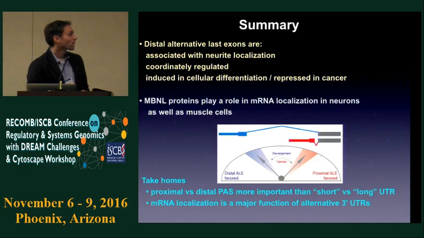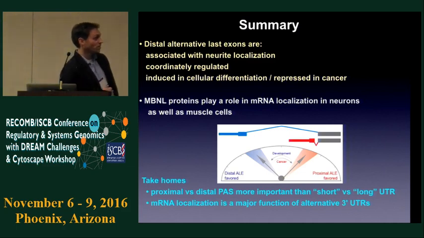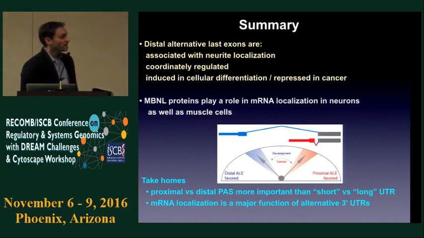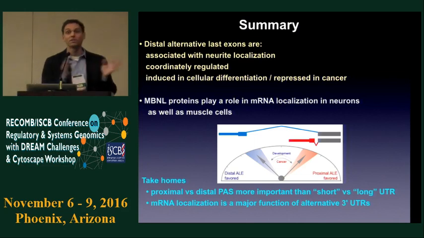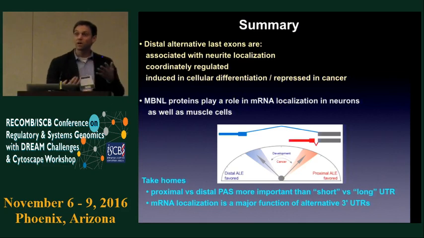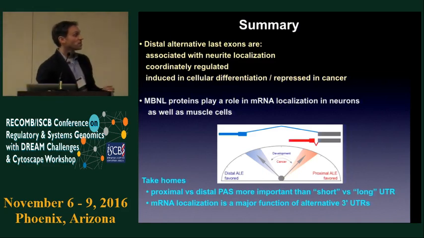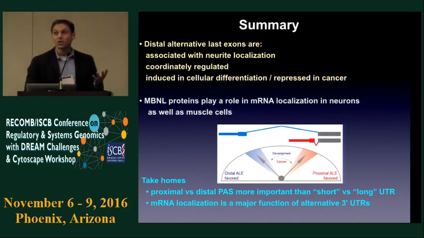Okay. All right, so to summarize this half of the talk, I've showed you that distal alternative last exons are associated with neurite localization. They are coordinately regulated during differentiation and repressed in cancer. I didn't show you that we think muscleblind proteins are a family of proteins that regulates their neuronal localization. And a take-home from all this is that since ALEs seem to follow the same patterns as tandem UTRs, going distal during differentiation and going proximal during dedifferentiation and tumorigenesis, we think that this nomenclature of 3' UTR shortening and lengthening should probably be revised.